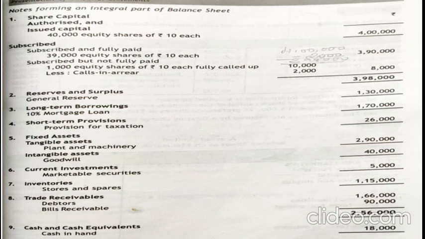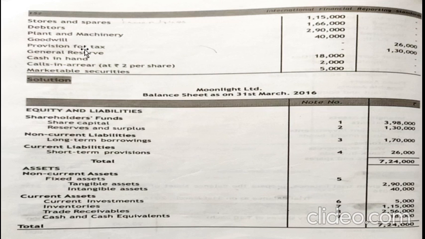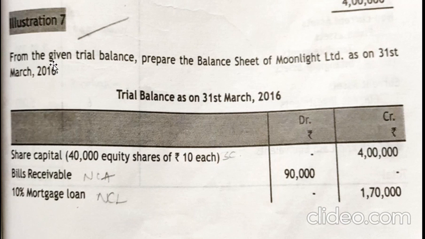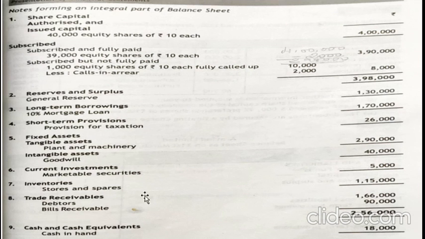Next you have trade receivables. Under trade receivables you will be taking into consideration debtors and bills receivable. Do you have debtors and bills receivable in the problem? Yes, debtors is 1,66,000 and bills receivable is 90,000. So the total is 2,56,000.